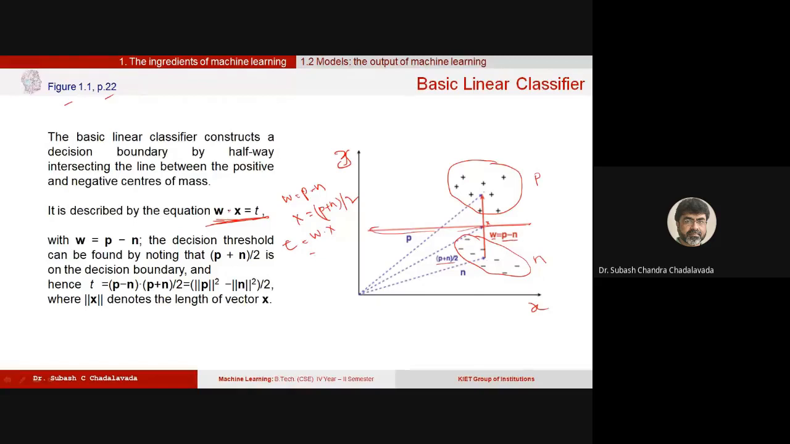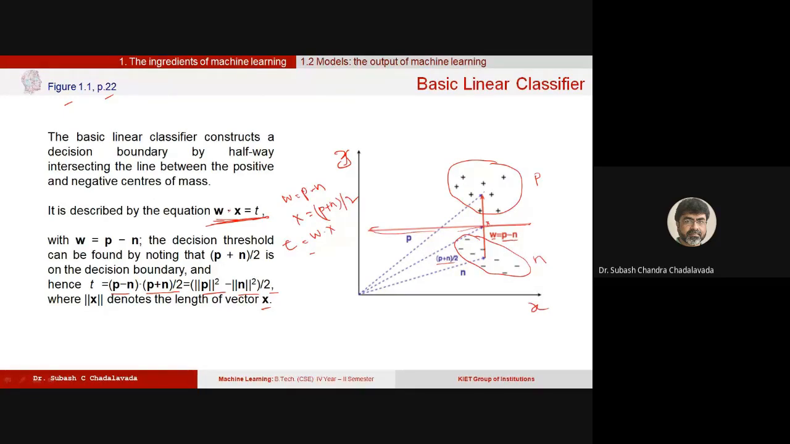Now, what is T? If you replace this, the decision threshold T is equal to P minus N dot P plus N by 2, or it is P square minus N square by 2. So now you can put the values here, you can replace them, and you can find different values of X, where X denotes the length of the vector X.